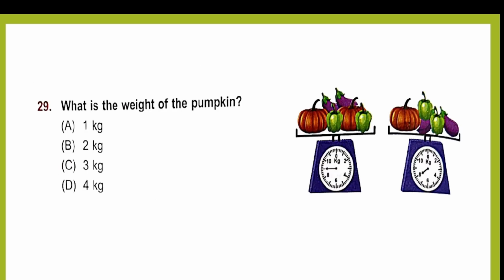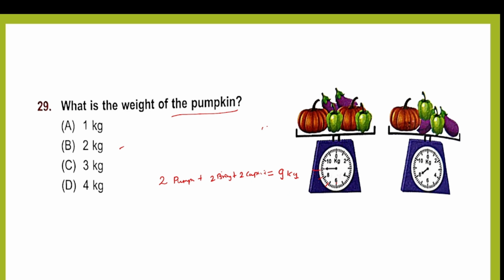Next question. What is the weight of the pumpkin? So we have to find out the weight of the pumpkin. So here what we have? Two pumpkins plus 2 brinjals and plus 2 capsicums, whose weight is how much? Yes, 6. Then here is 7, 8. Therefore, this is 9 kg.